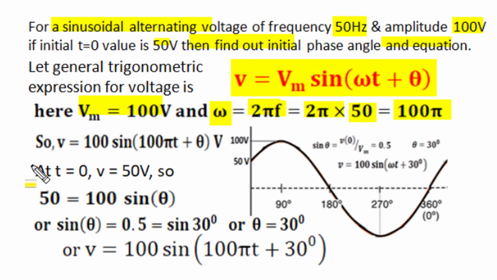and if we substitute the value of amplitude and angular frequency, the general expression becomes v is equal to 100 sin 100 pi t plus theta, and at t equal to 0, the instantaneous value 50 becomes 100 sin theta, and this means sin theta is 0.5 or sin 30 degree. So the phase angle of the sinusoidal signal having initial value 50% of peak value is 30 degree, and its general expression is v is equal to 100 sin 100 pi t plus 30 degree.